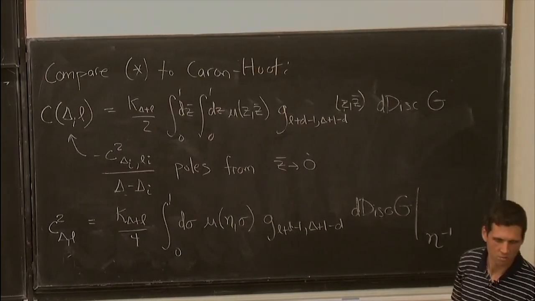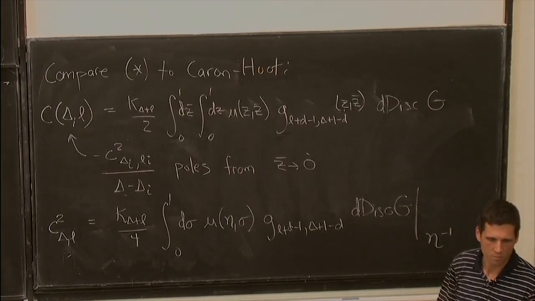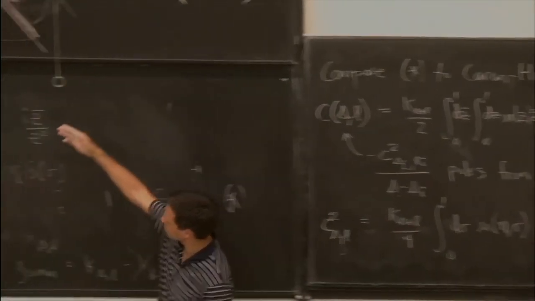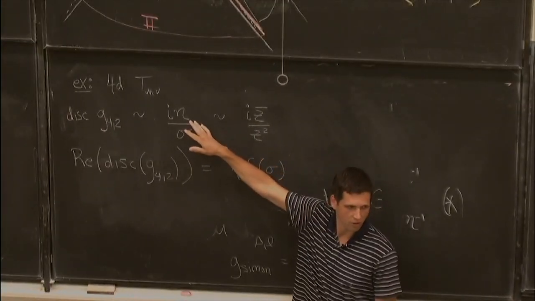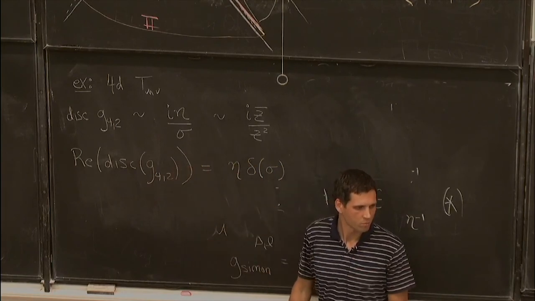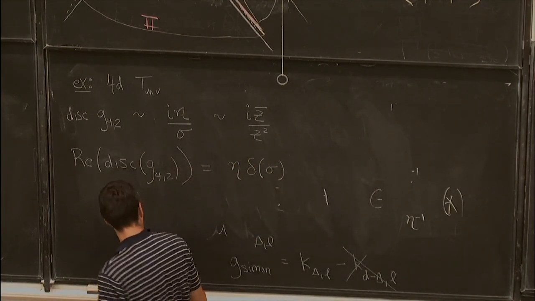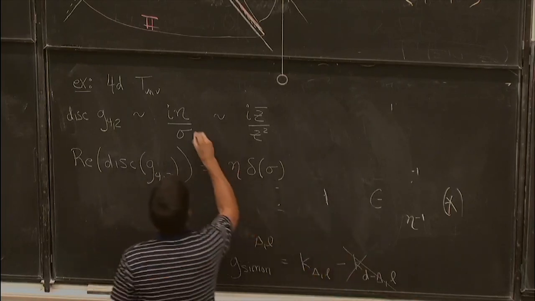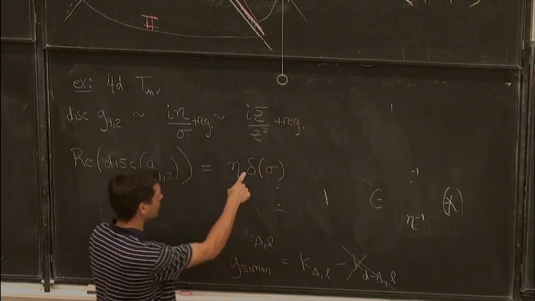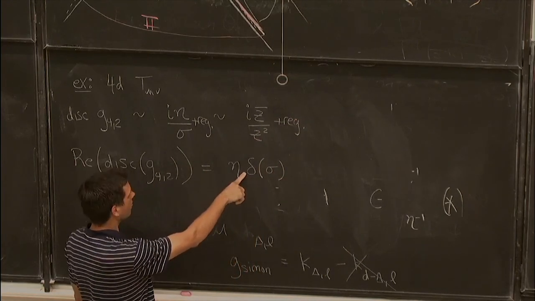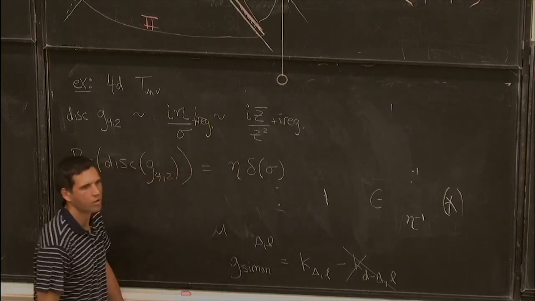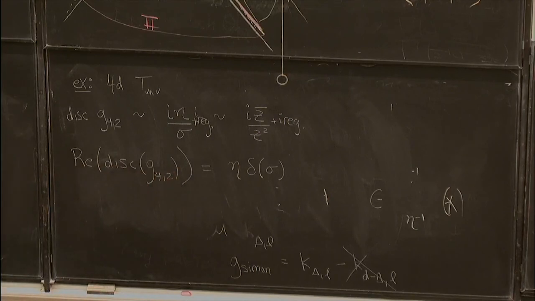I thought the i eta over sigma was just a part of the block and not the discontinuity of the block. Yeah, there are other terms, but they're not singular, so those don't contribute here. There are regular terms as well, plus regular, but those don't contribute here because it's i times regular, and those don't have a real part. It's only i times singular that has a real part.